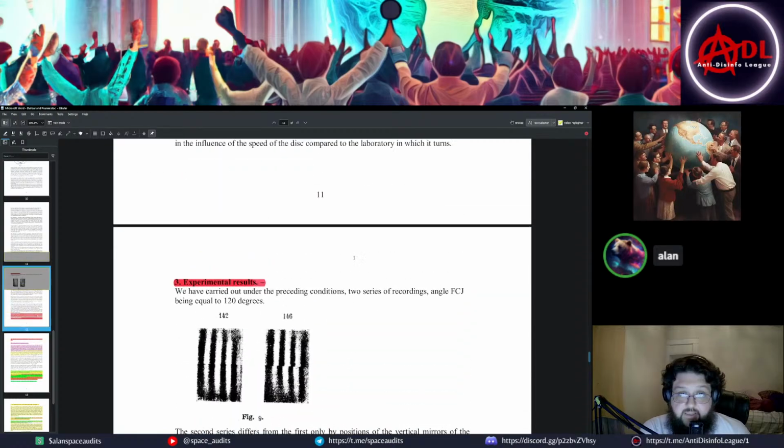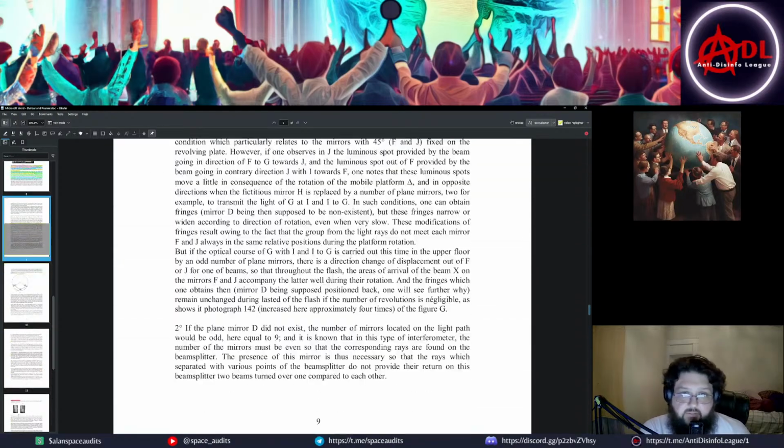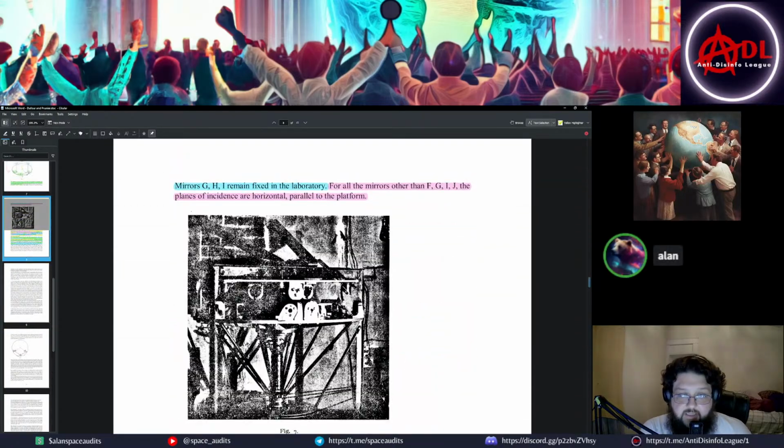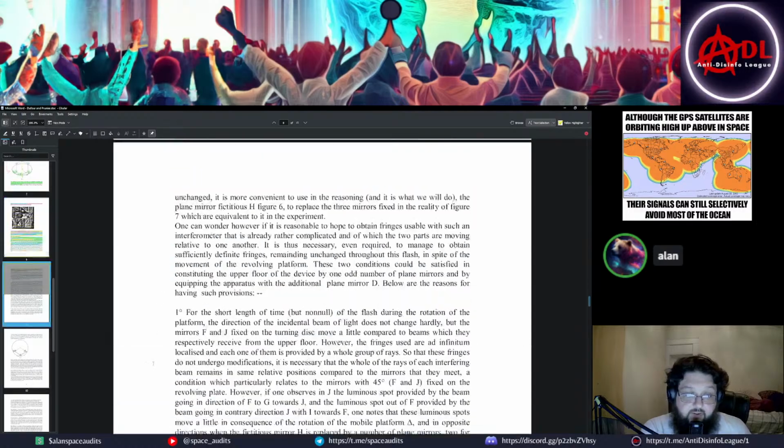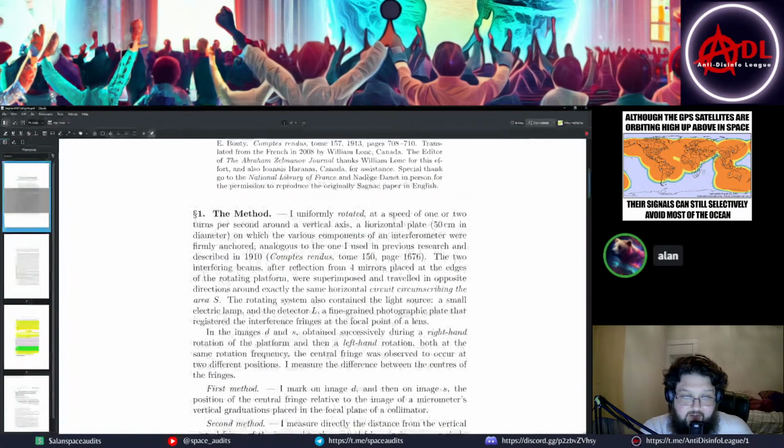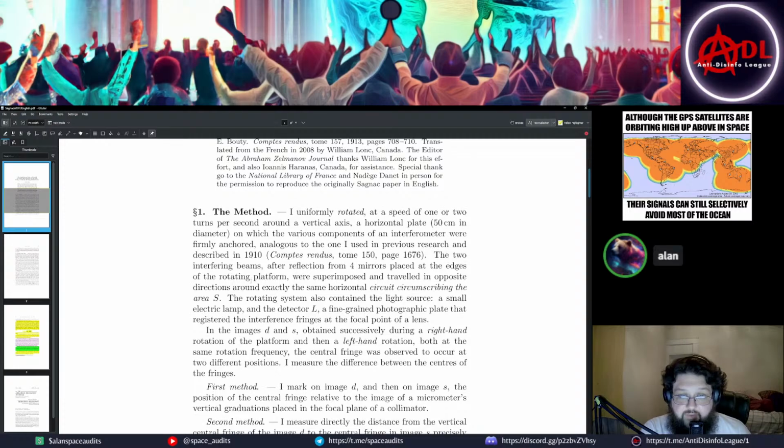So this rotating system at the bottom here that's not attached to the wall is changing the speed of light for the observer, right?